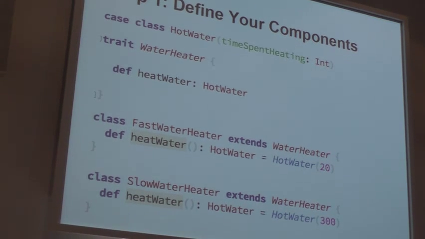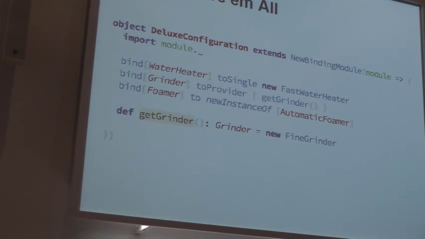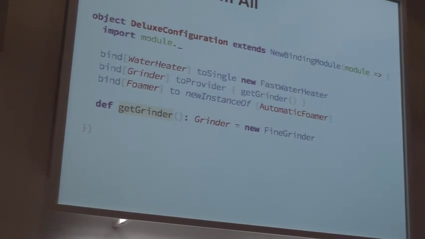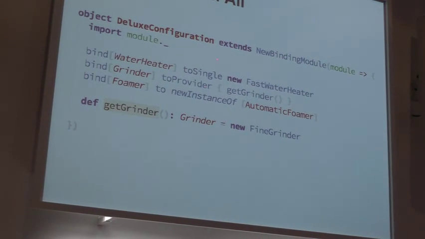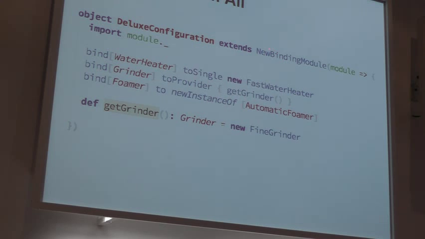So that's step 1. Step 2 is creating your configuration, or as it is called, the binding module in SubCut. In the configuration, you bind your interfaces or traits to implementations. And there are several options how you can bind them.